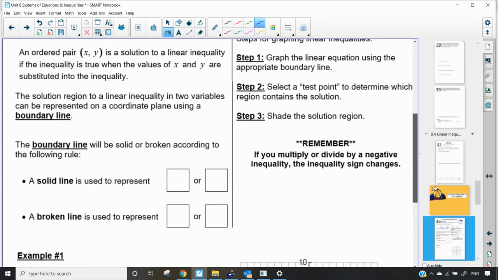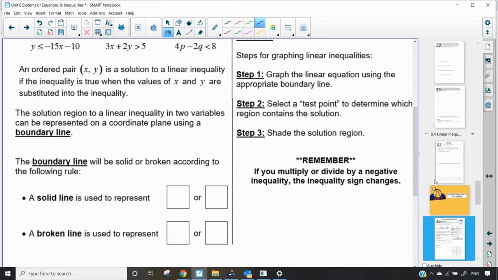Now we're going to be dealing with boundary lines. So a boundary line can be solid if we have greater than or equal to or less than or equal to symbols. So a solid line would occur when those values are included. And a broken line or a dotted line would be used if we had greater than or less than.